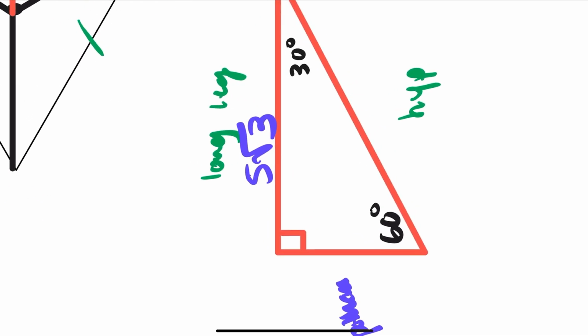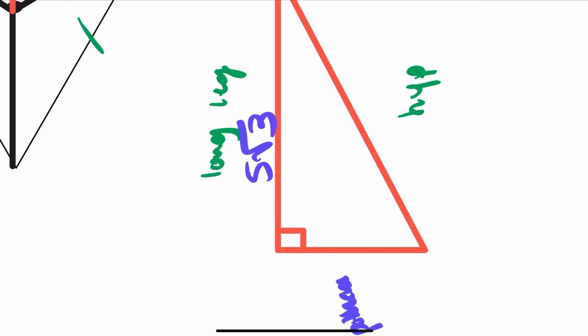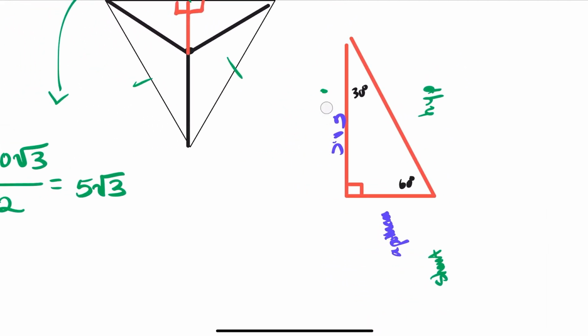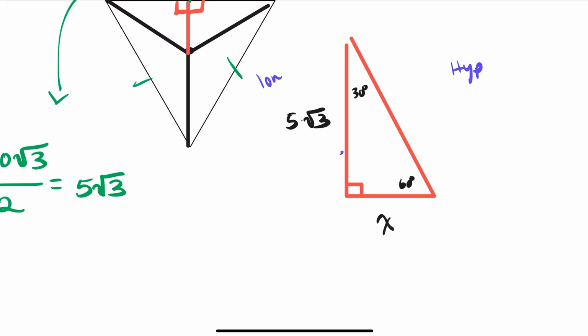Let me redraw these in. So this was 30 degrees, this was 60 degrees. This had a value of 5 root 3. I have no idea what the short leg value is, and I'll rewrite these: so long leg, and we have our short leg. And so overall our question is to find an area. So in order to find area, we need base and we need height.